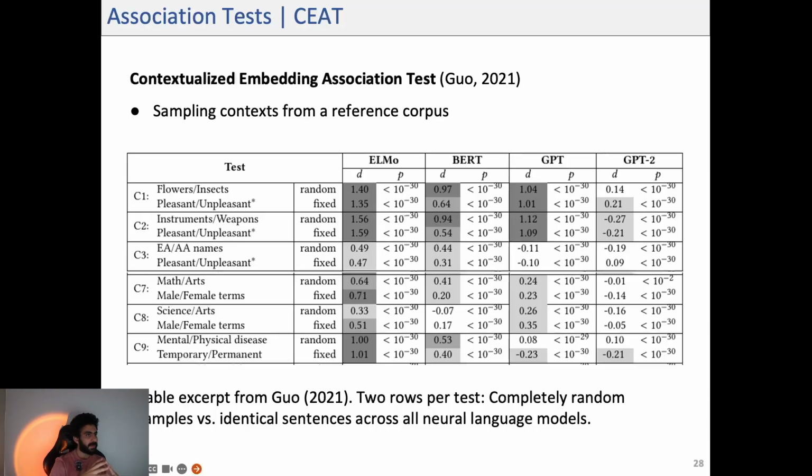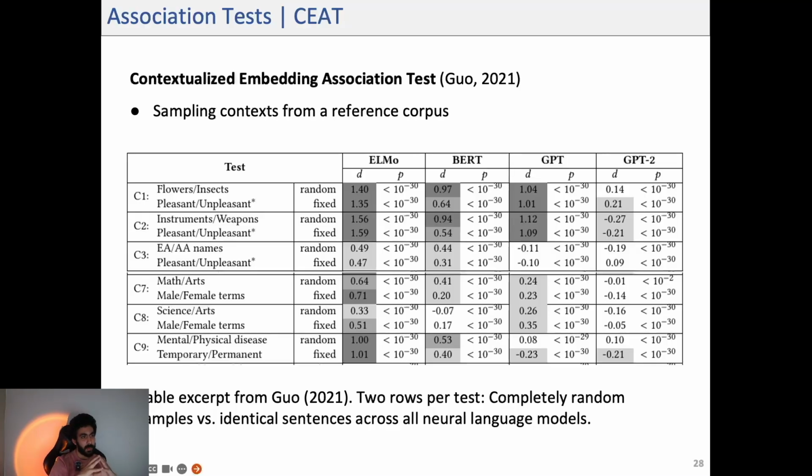So how does it work? It samples sentences from a reference corpus and compares how different concepts are associated in context, not just as standalone words. In this table, we are seeing how 4 different models, ELMo, BERT, GPT, and GPT-2, perform on several bias tests. Let's look at a few.